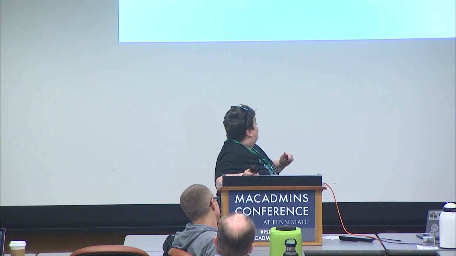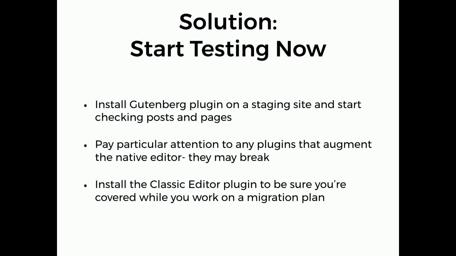So what I'm recommending that people do is, here we go. Get your staging site. If one is not included with your host, make one. You can install Gutenberg as a plugin right now. Start testing. It's there. It's most of the way done. Just start testing. See what happens. See if it breaks. But pay particular attention to anything that augments the native editor.